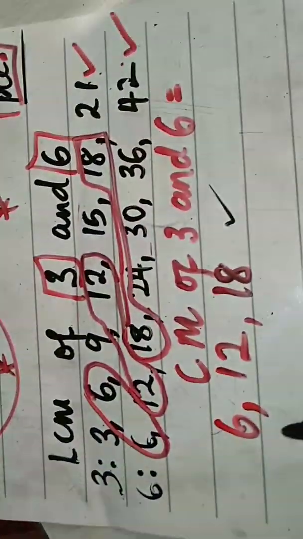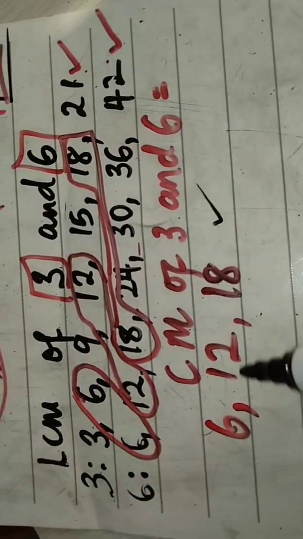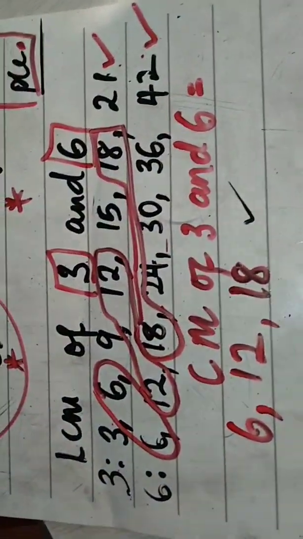So what then is the lowest common multiple of 3 and 6? And it's obviously 6. Our answer is 6.